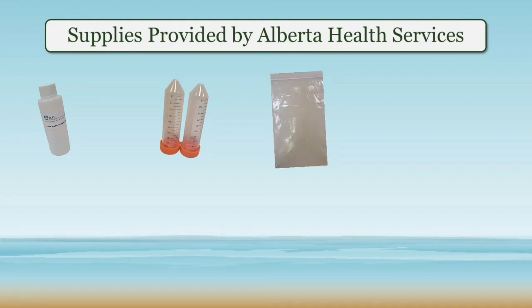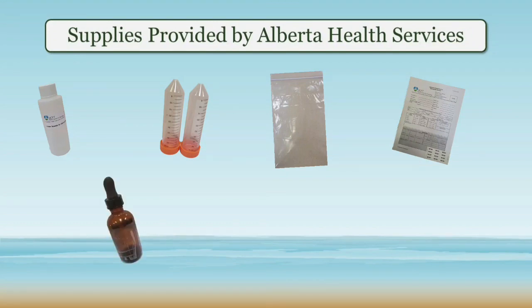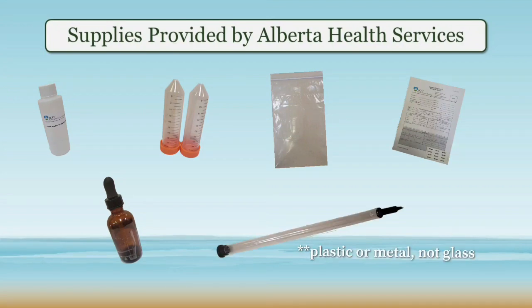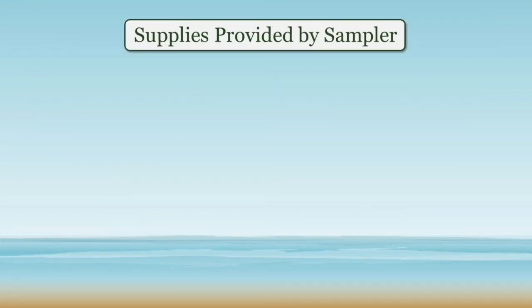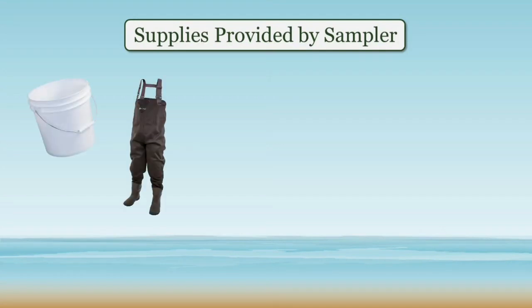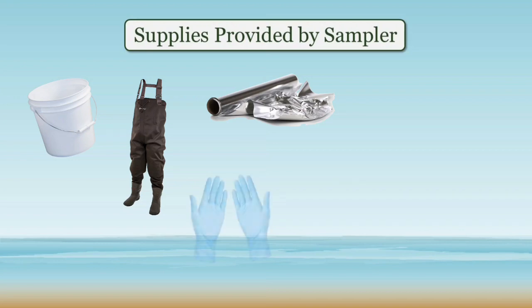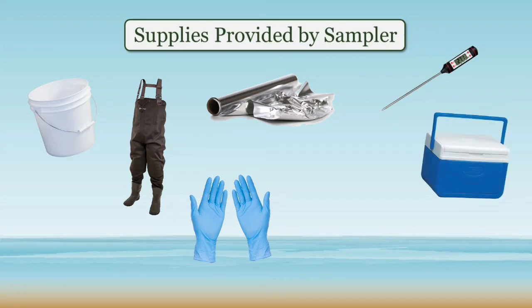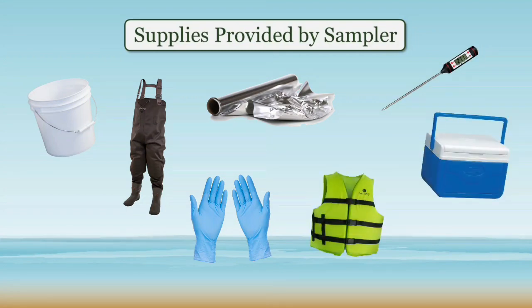Two plastic resealable bags. One ACFT laboratory requisition for microcystin analysis form. Lugol solution and accompanying safety data sheet, and a plastic wine thief. The materials that will be supplied by the sampler are a pail, hip waders or chest waders, aluminum foil, disposable gloves or reusable elbow-length or shoulder-length gloves, a thermometer, a cooler with ice packs, and a life jacket or personal flotation device.